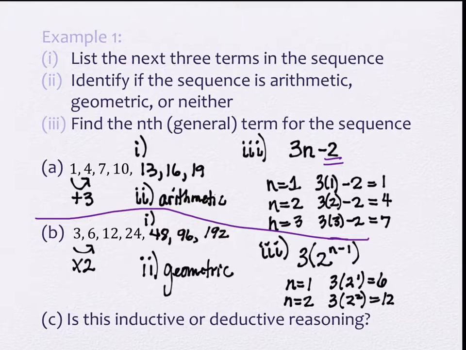Now, the reality is your exponent's always going to be n minus 1. It's not something special to this particular problem. It's always going to look like that. But the reason it's going to happen is because of what I just showed you. If I leave it as n, I get the second term instead of the first term. I'm off by 1 in terms of where I am in my sequence. This will fix it. So let's take a look, okay?